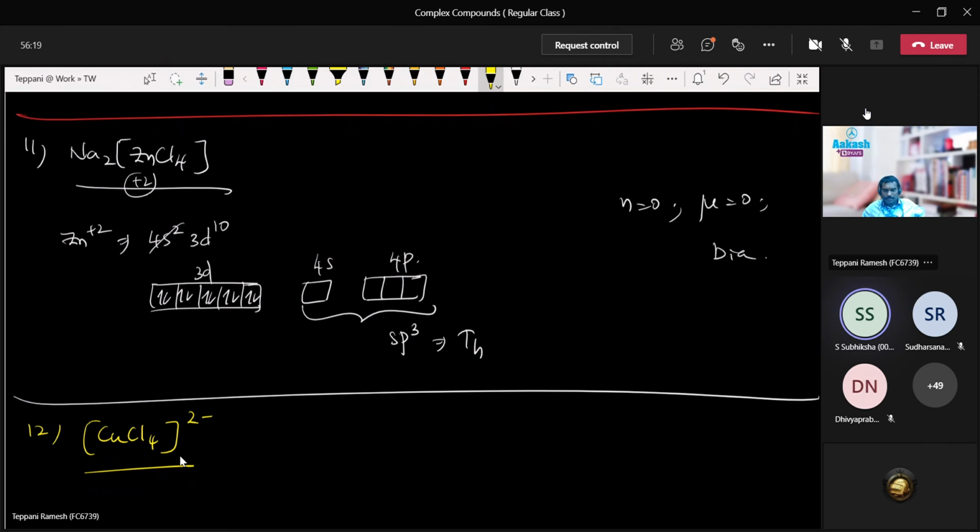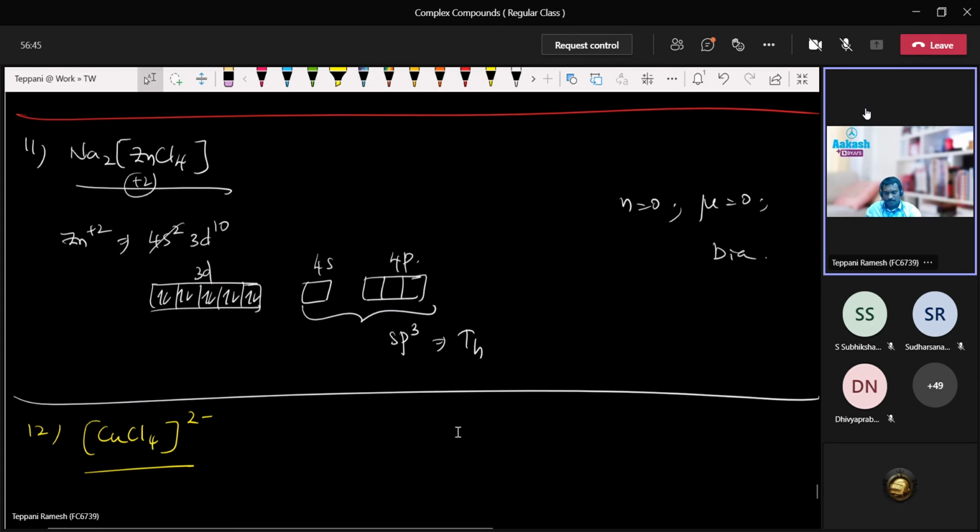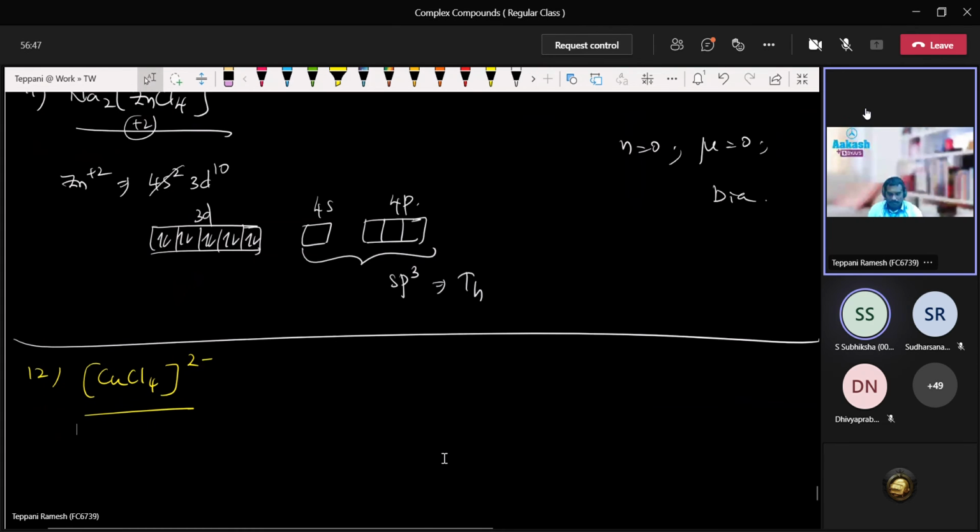sp3, sir. Tetrahedral, correct. No pairing occurs. n equals 1. Any unpaired electrons? One unpaired electron, sir. One unpaired electron, correct. Mu equals 1.73 Bohr magnetons, paramagnetic, correct.